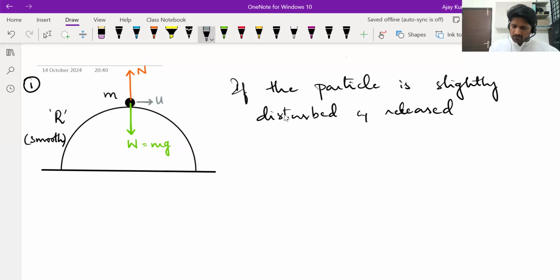So almost equal to or approximately equal to is represented by this symbol. So let's say initial velocity is close to 0 and it is given to the right. Now, Rishi, you tell me what will happen to this particle?